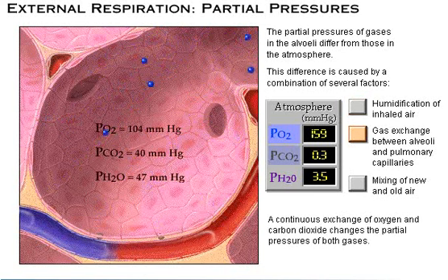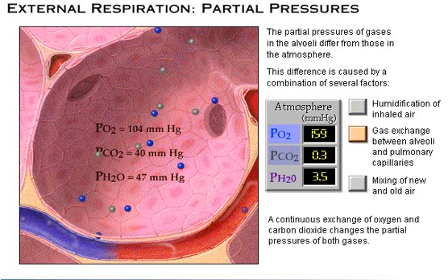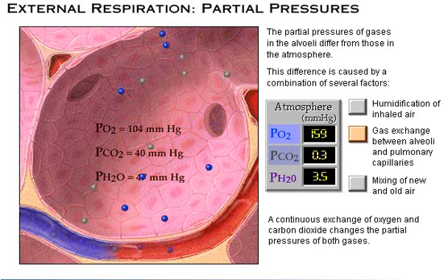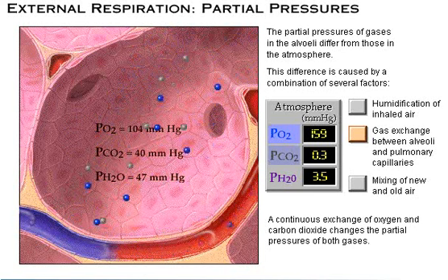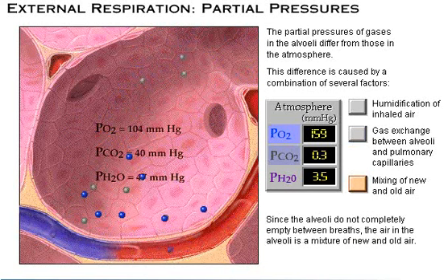A continuous exchange of oxygen and carbon dioxide occurs between the alveoli and pulmonary capillaries, changing the partial pressures of both gases. Oxygen diffuses out of the alveoli into the pulmonary capillaries, and carbon dioxide diffuses from the pulmonary capillaries into the alveoli. Since the alveoli do not completely empty between breaths, the air in the alveoli is a mixture of new air and air remaining from previous breaths.